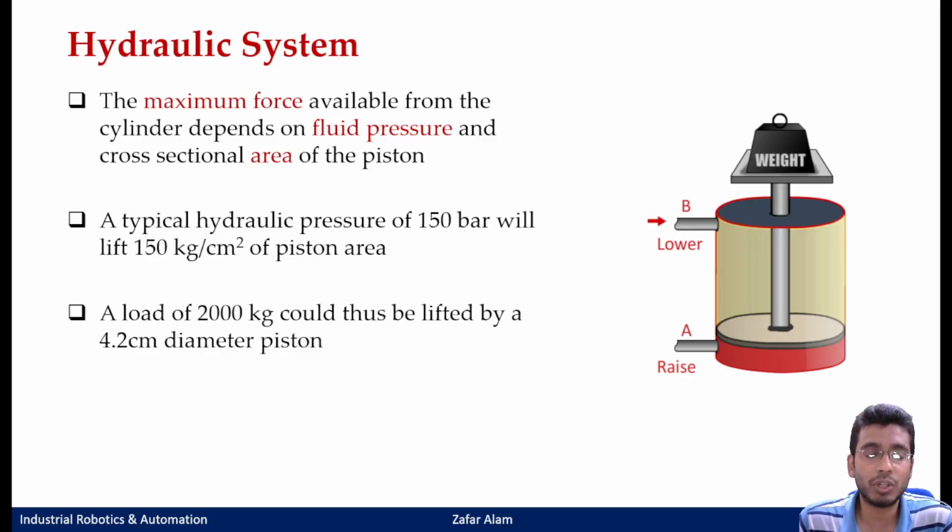So if you just want to have a typical idea of the hydraulic pressure, say I have 150 bar of hydraulic pressure, it can lift 150 kg of weight per square centimeter of the piston area. So say if your weight was 2000 kg, you can achieve that with just a 4.2 centimeter diameter piston. Okay, so with just such a small cylinder, you can lift a weight of 2000 kg. So it gives you a very high advantage in the power to weight ratio of the hydraulic cylinders, the actuators that you are going to use.